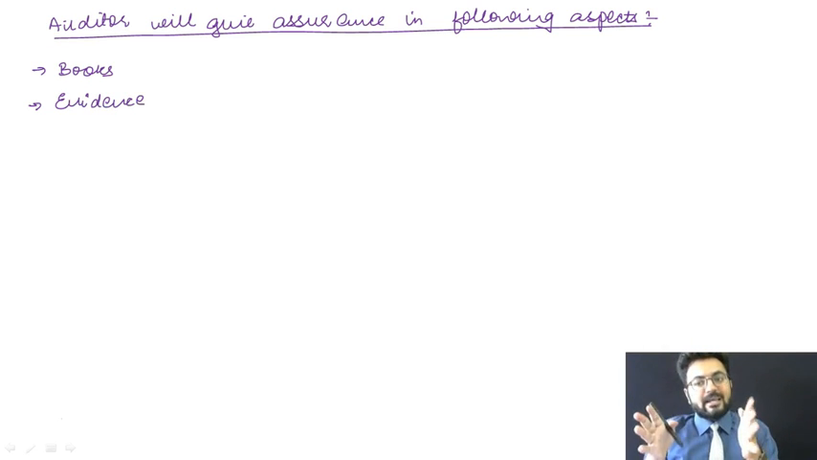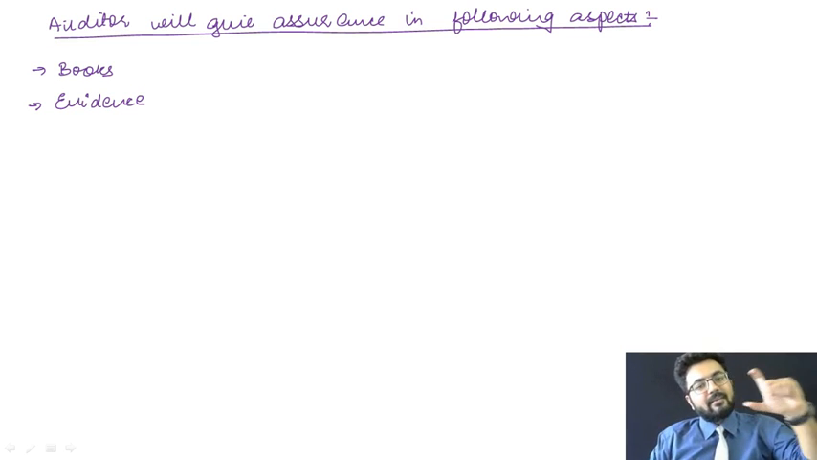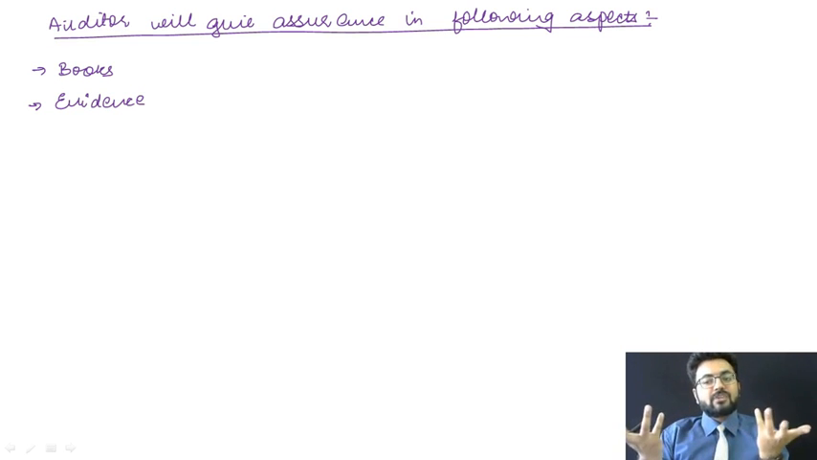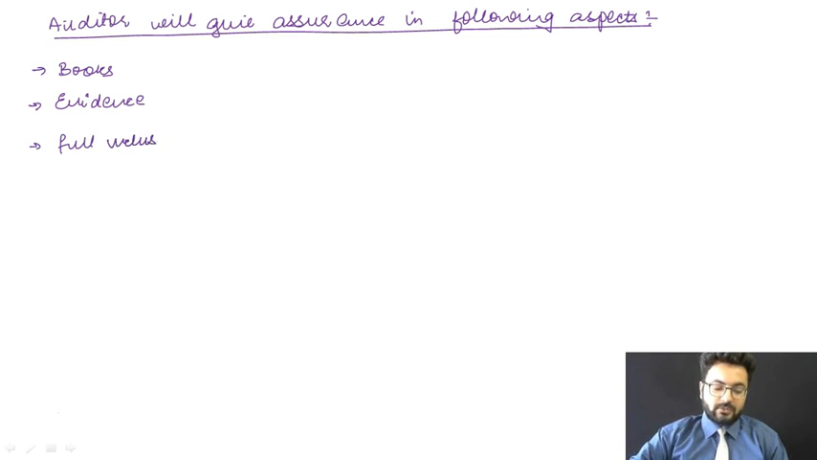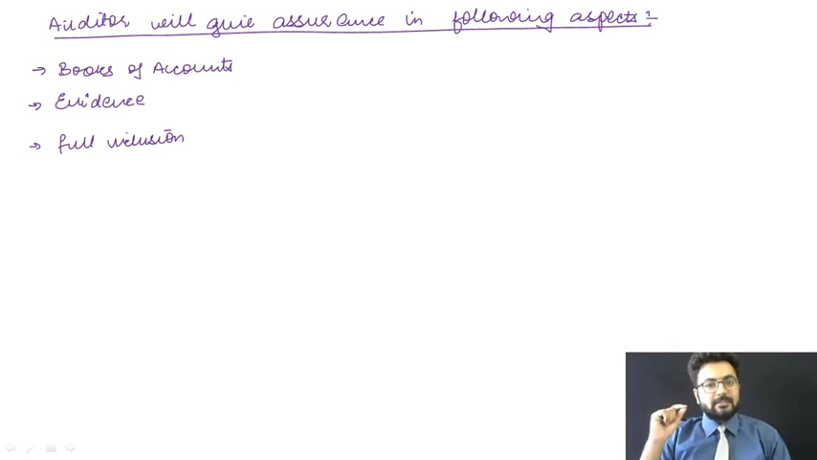If a particular voucher has been prepared, that is true, it contains the signature of those people, and it's not like just a fake entry has been made. आपने एंट्री कर दी, voucher है ही नहीं, right? Evidence. After that, full inclusion. Whatever the entries there are in books of accounts, every entry has been included while preparing the financial statements.